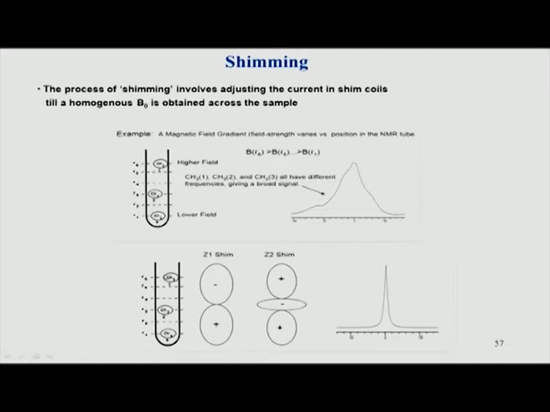That is what we saw in the last slide, and you do that with different shim coils. Here, for example, there are shim coil names given, Z1 shim, Z2 shim, etc. By doing those kinds of shimming, you get a very nice line shape, and this is very sharp, and this is very important for analyzing.